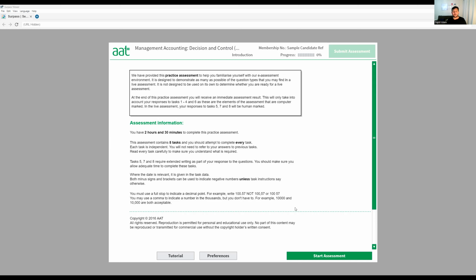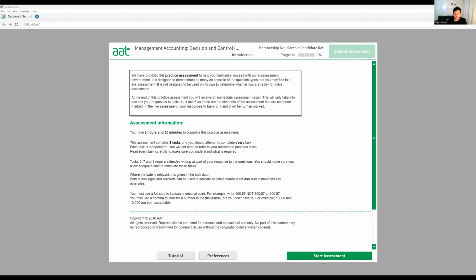Now, the main areas covered for this paper are variance analysis, then forecasting, and some other technical areas. For example, we have to give some decisions, we have to explain some variance analysis, and we have to look at what sort of recommendation we can give based on the situation. So let's have a look at what we have here, and we're going to practice some questions from the practice assessment from the AAT website. This is practice assessment 1, and we're going to start this question.